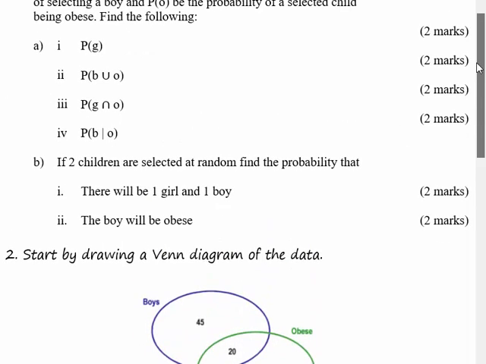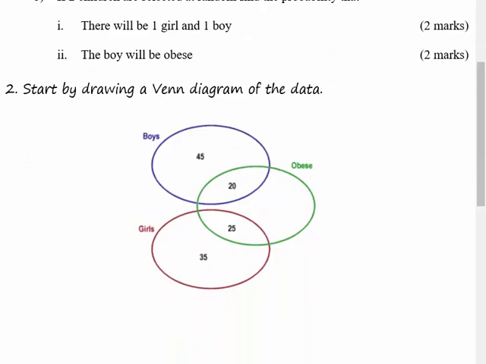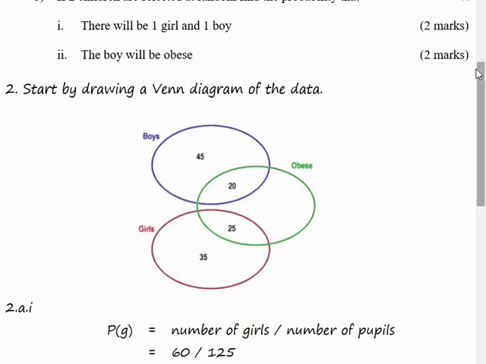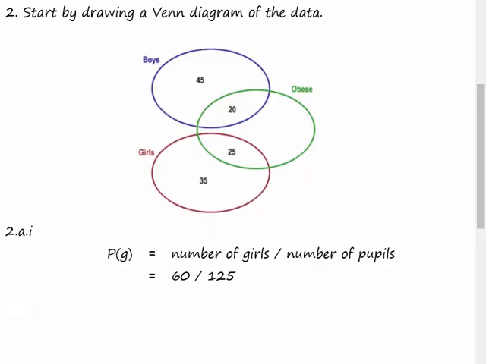So part 1 says, what is the probability that a child chosen at random is a girl? So we're going to find that by getting the total number of girls divided by the total number of children, 60 over 125, which is 0.48 or 48%.